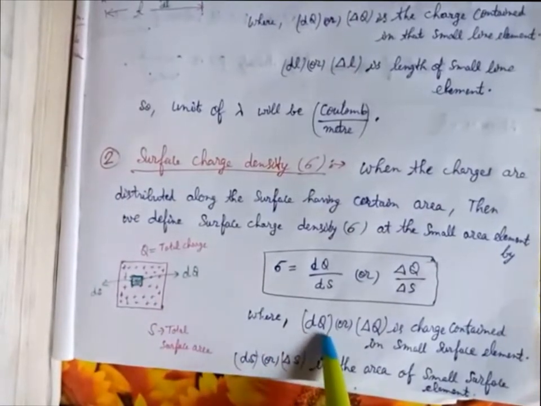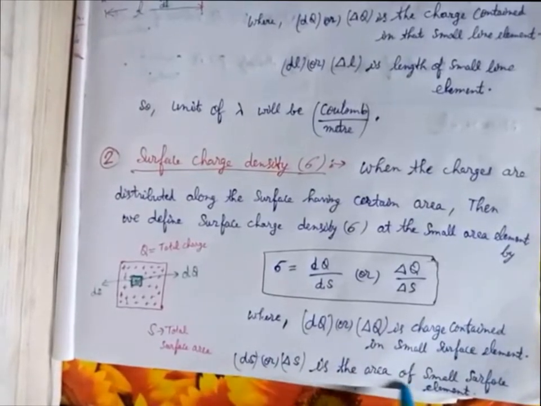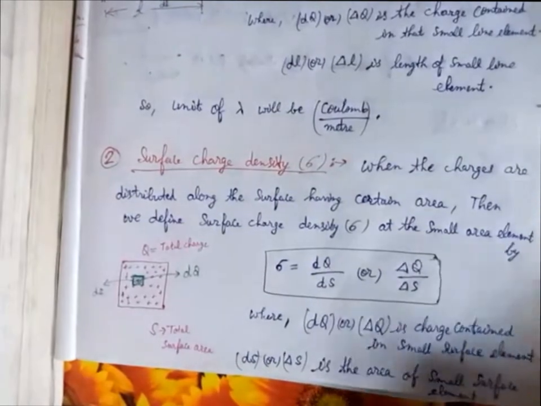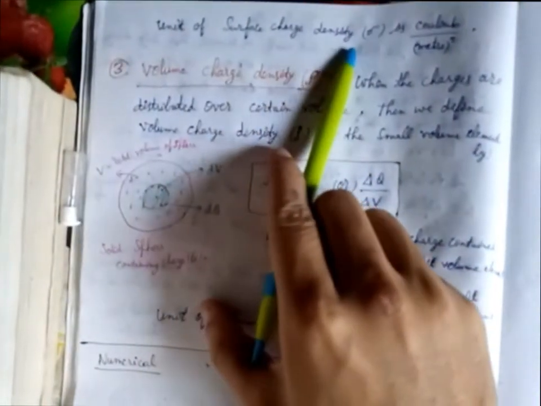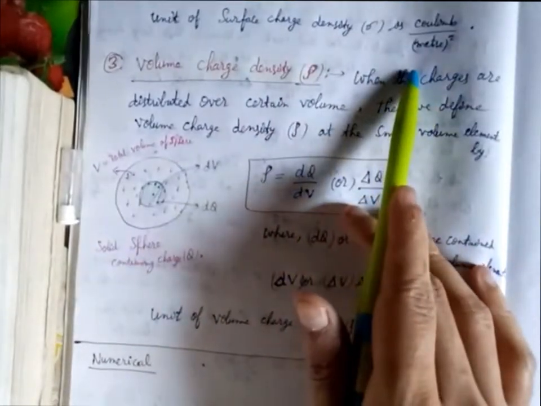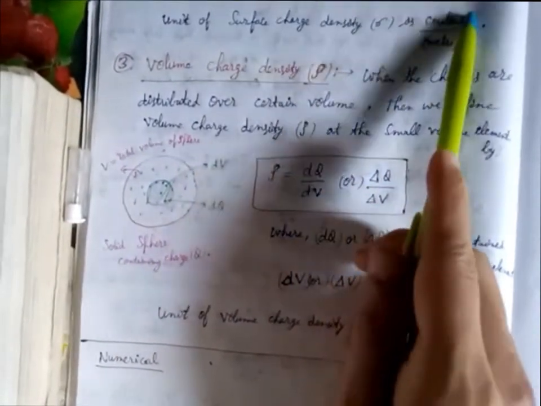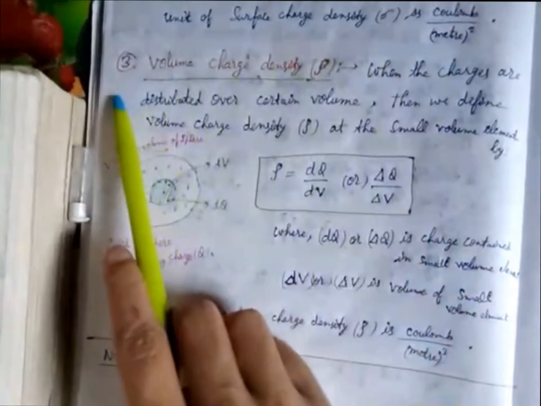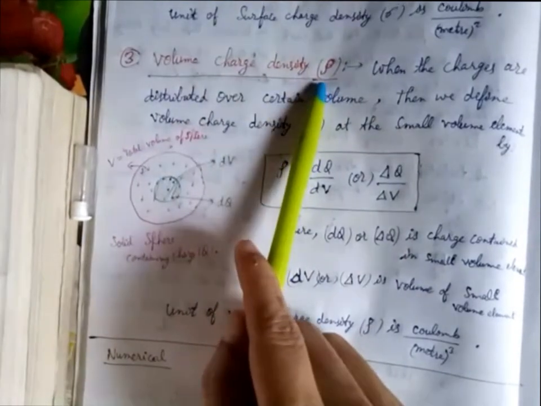So this dq is the charge contained in the small surface element, and ds is the area of the small surface element. The unit of the surface charge density, that is sigma, is coulomb per meter square, because it is charge per unit area. Next, the third point is volume charge density, which is represented by rho.